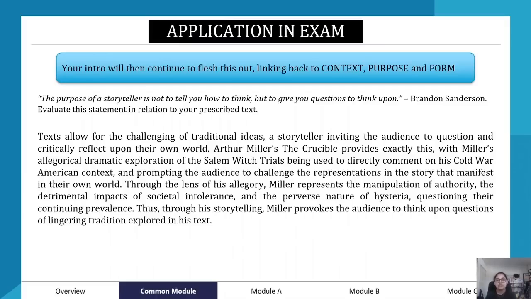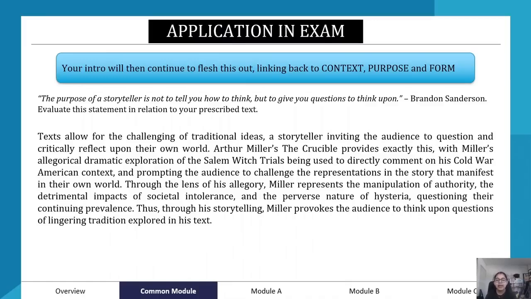So Arthur Miller's The Crucible provides exactly this, with Miller's allegorical dramatic exploration of the Salem witch trials being used to directly comment on his Cold War American context, and prompting the audience to challenge the representations in the story that manifest in their own world. Now, this is where we see how the thesis is linked back to the question. So we're linked, and another thing that I always recommend in all your essays is to introduce context and form from the very beginning.